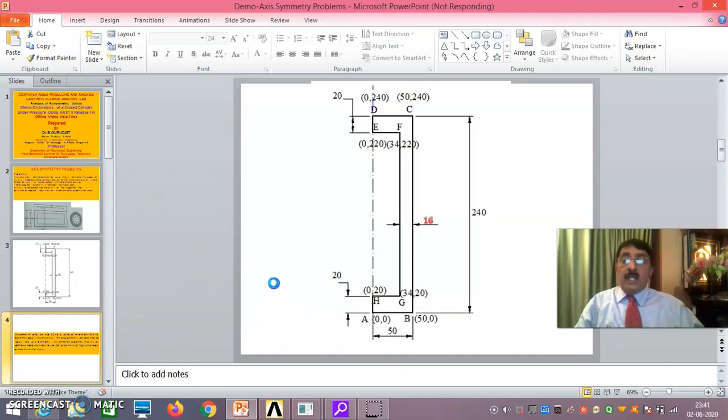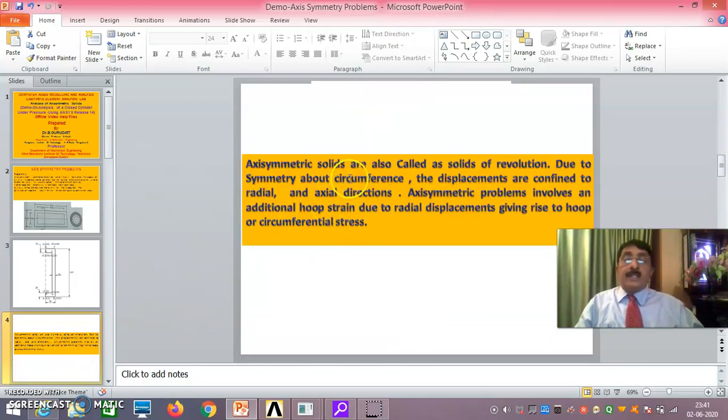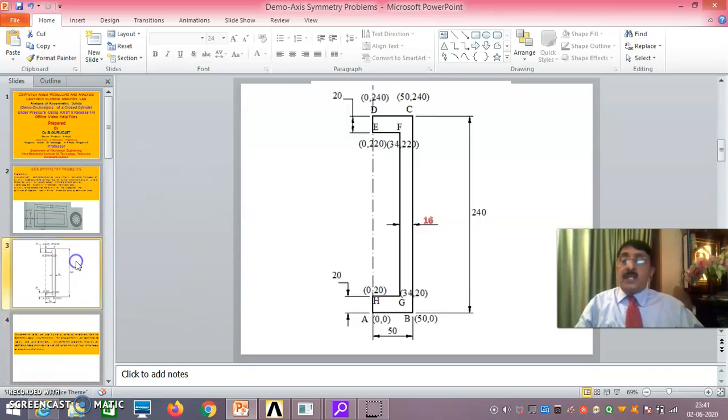As you see in the next slide, what you should know here is that axisymmetric solids are also called solids of revolution, due to symmetry about the circumference. One half of the circumference is this. When you see from the top, it is a circle here. This is a half of the circumference.